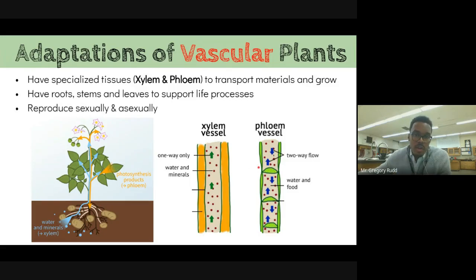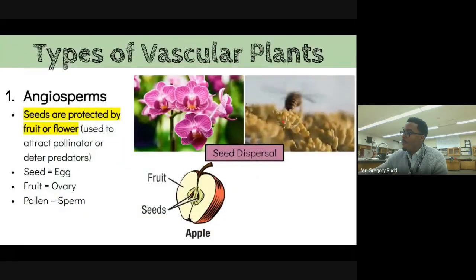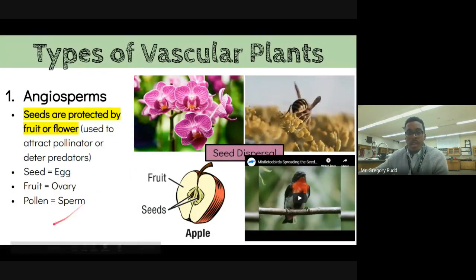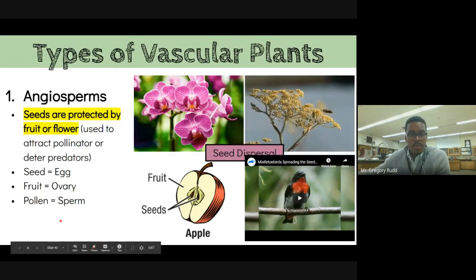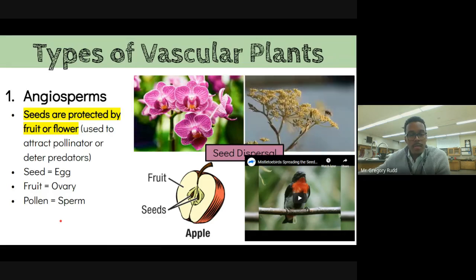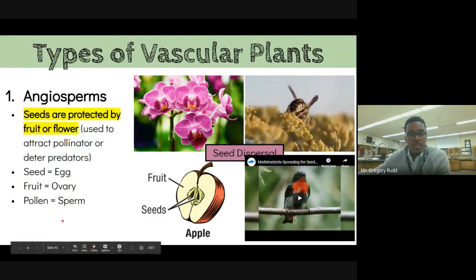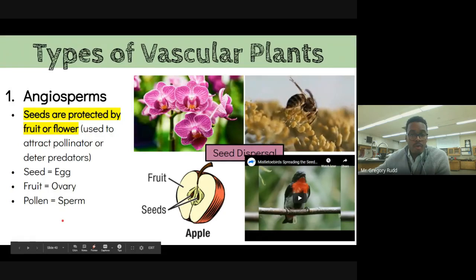These vascular plants are also able to reproduce both sexually and asexually. We can even further subdivide vascular plants into angiosperms and gymnosperms based on really the type of seeds that they have. Angiosperms have seeds that are protected by a fruit or a flower.